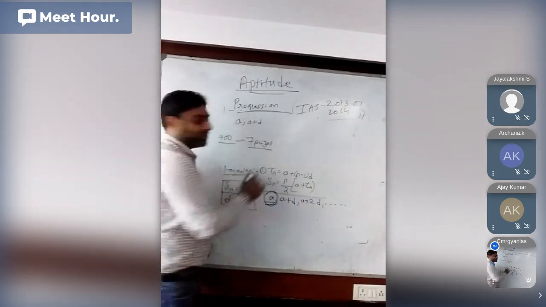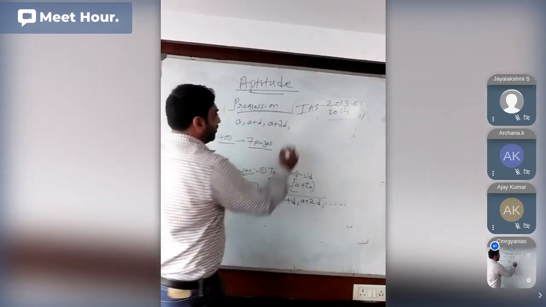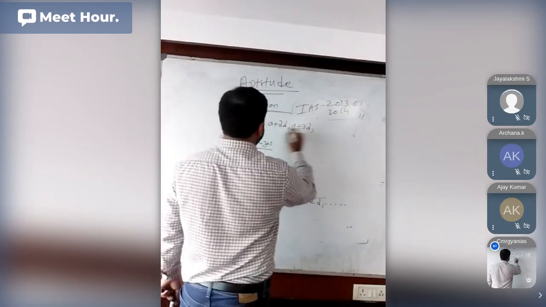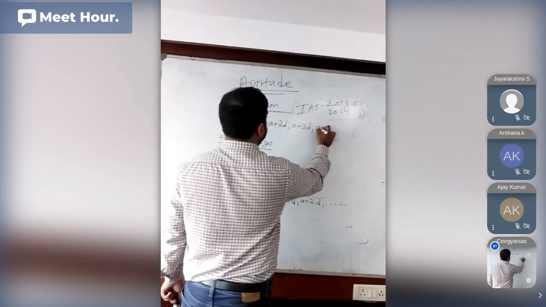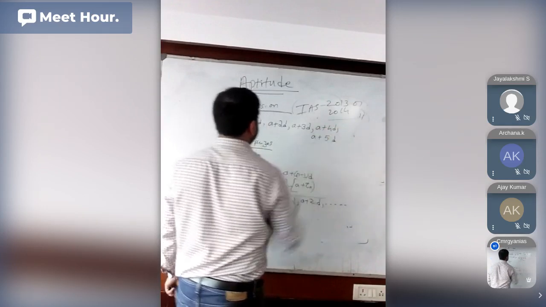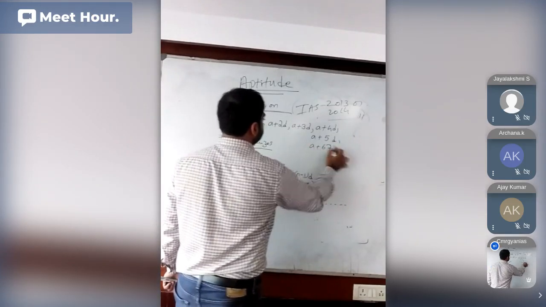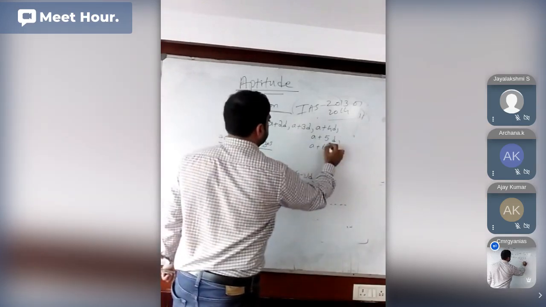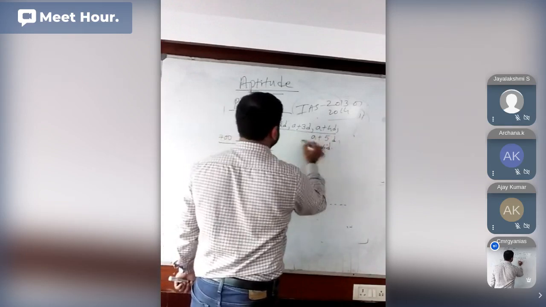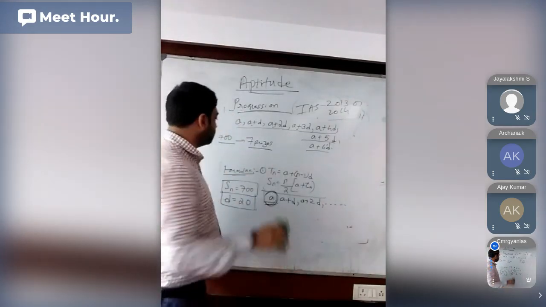First term, this is second term. Third term is A plus 2D. Fourth term will be A plus 3D. Fifth term, A plus 4D. Sixth term, A plus 5D. And the seventh term is A plus 6D. These are the 7 terms. Now he is already telling the sum, the total of all these terms is 700.